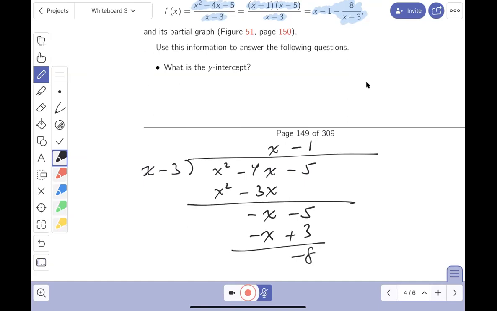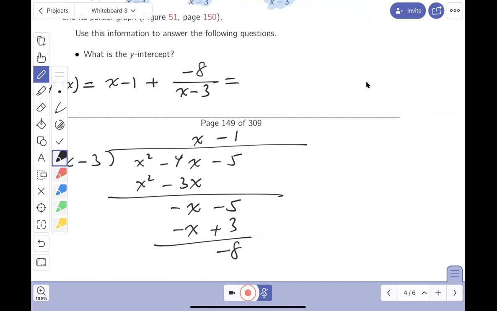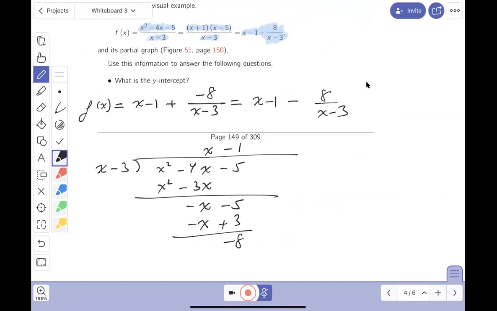So what am I going to say over here? F of x. Well, what did I find out? I found that it is x minus 1 plus, I didn't finish. What didn't I finish? I didn't finish dividing minus 8 by x minus 3. Believe it or not, that can be done, but we don't do it at the Math 119 level. The other way of writing this down is simply saying x minus 1 minus 8 over x minus 3. But both are acceptable answers, by the way. What do they have over here?